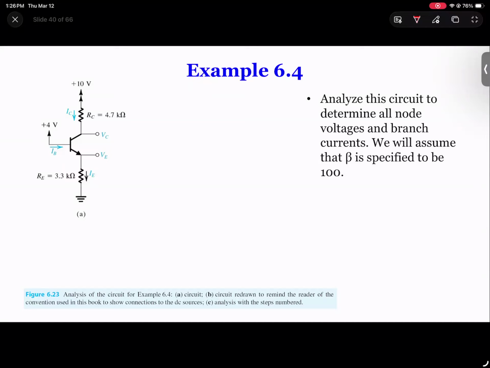In this case, given the resistances, find all the voltages and the currents in each branch. The only thing we don't know is whether it's in saturation or active mode. Since we don't know it, we have to start with an assumption.